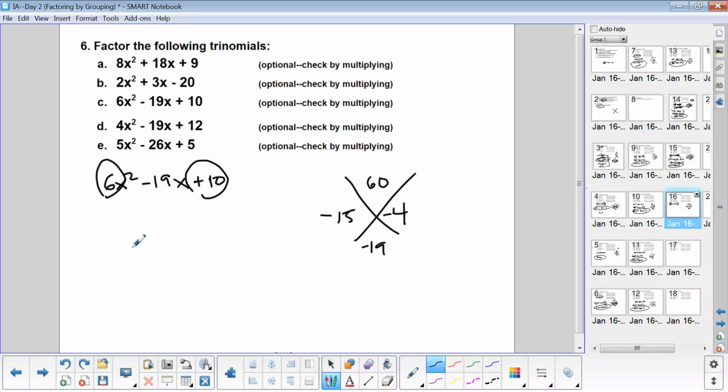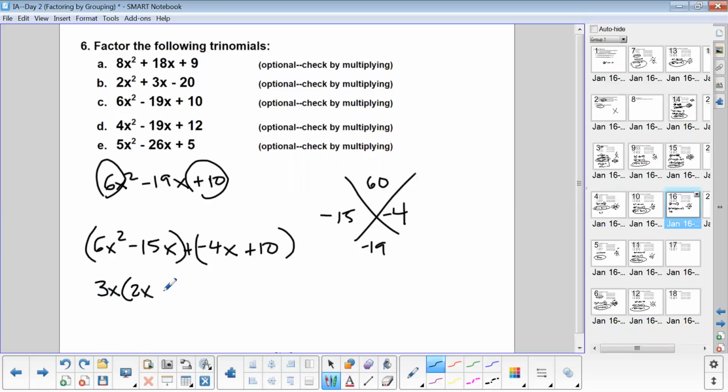It's your positive. So 6x squared, I write the first term, minus 15x. Well, this one's negative. That's okay. I'm just going to write plus a negative 4x and then 10. And then I go back to my factoring by grouping. 6x squared minus 15x would be 3x. Then that would leave me 2x minus 5 in parentheses. This is negative, so what's my GCF going to be? Correct, it's going to be negative.